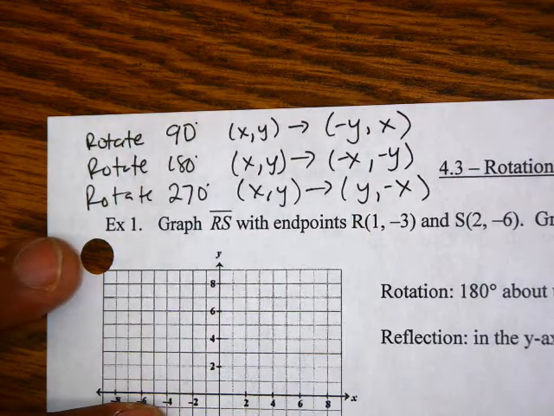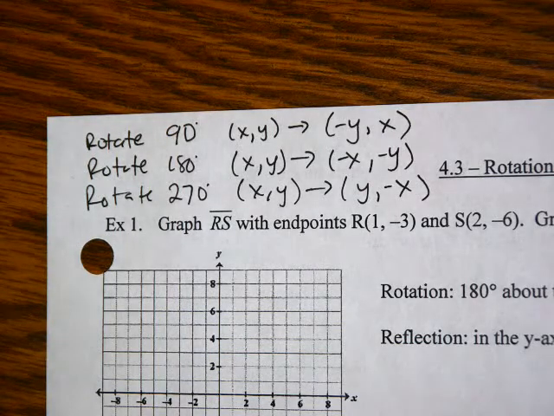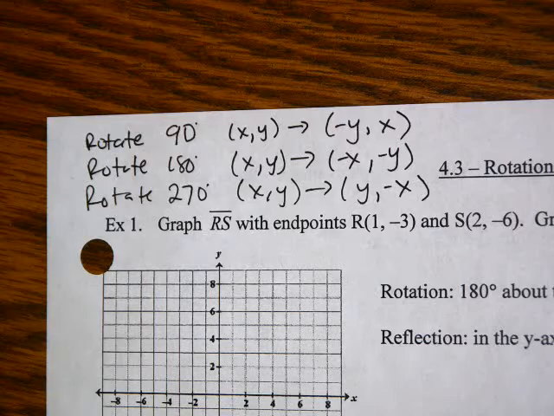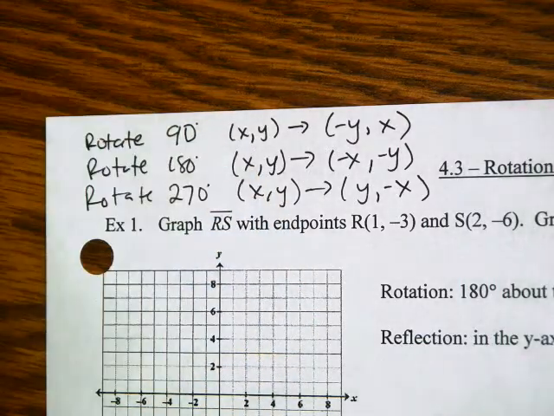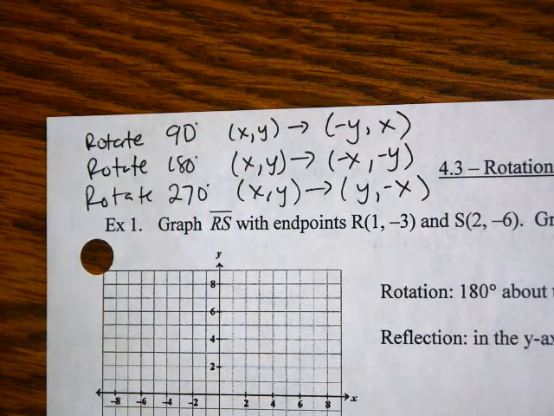So what we're mostly focusing on today are compositions, more than one transformation. We're going to be rotating and doing something else, or doing something else and then rotating. So it's good to have these rules handy for when we need it. Let's look at example 1.